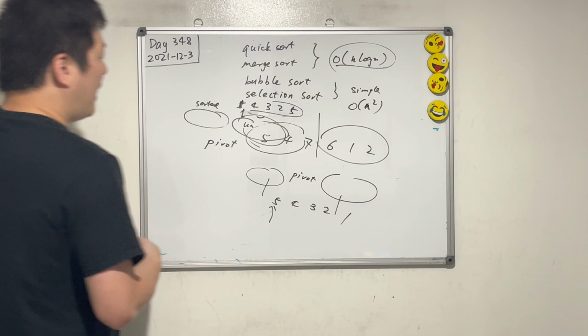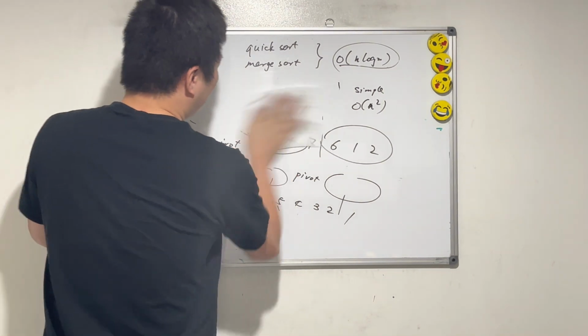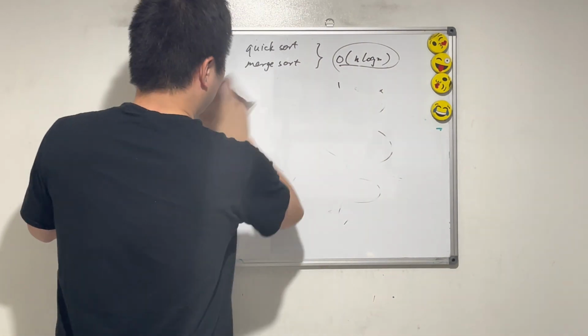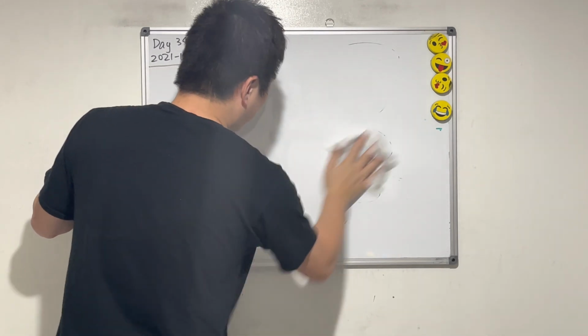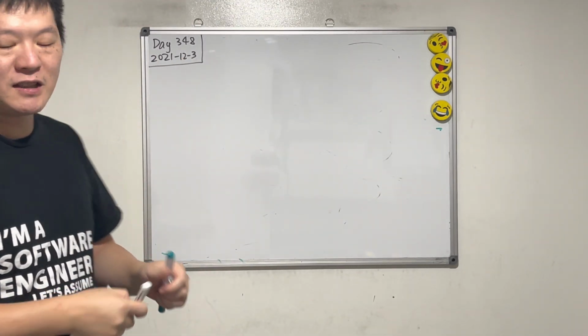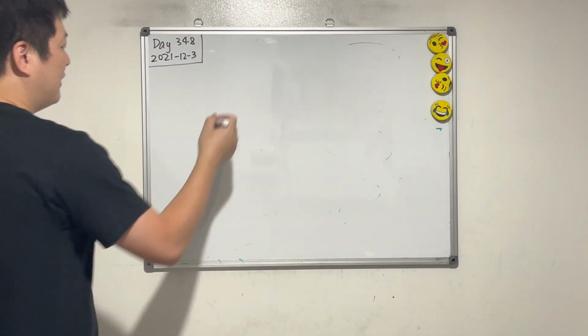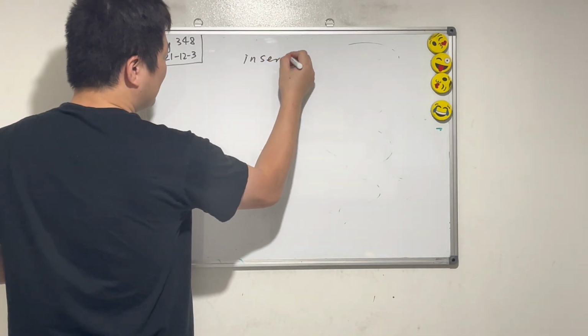Okay. And then we talk about today. We're going to talk about another simple sorting algorithm. Simple means easy to implement, easy to understand, right? It's called insertion sort.